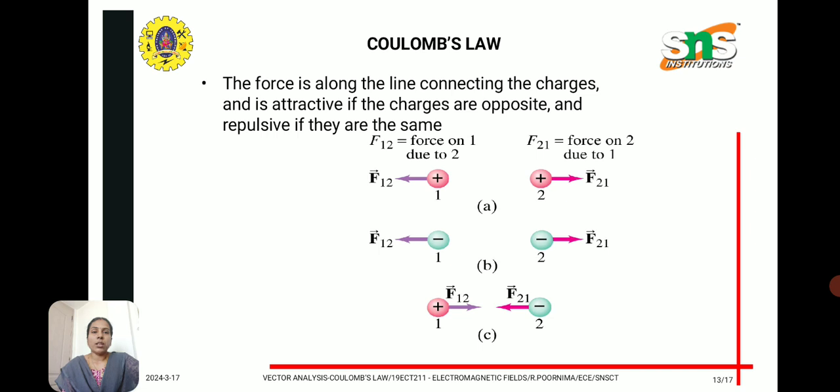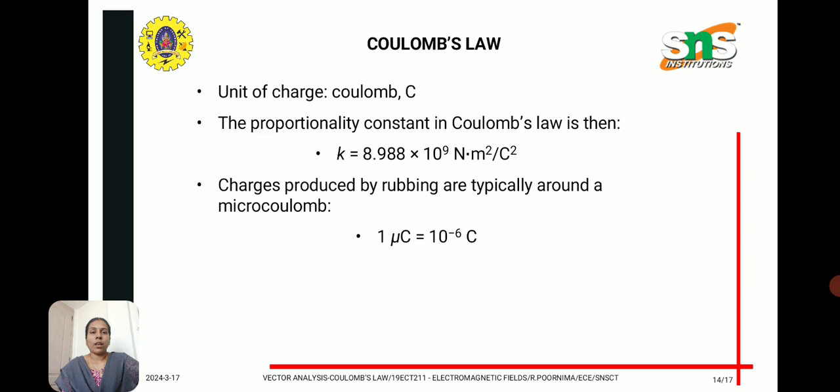Coulomb's law gives the important relation that the force is along the line connecting the charges, and it is attractive if the charges are opposite, and repulsive if they are the same. The unit of charge is coulombs. In the force equation we use the term K, which is equal to 8.988 times 10 power 9. Charges produced by rubbing are typically around a microcoulomb. 1 microcoulomb is 10 power minus 6 coulombs.